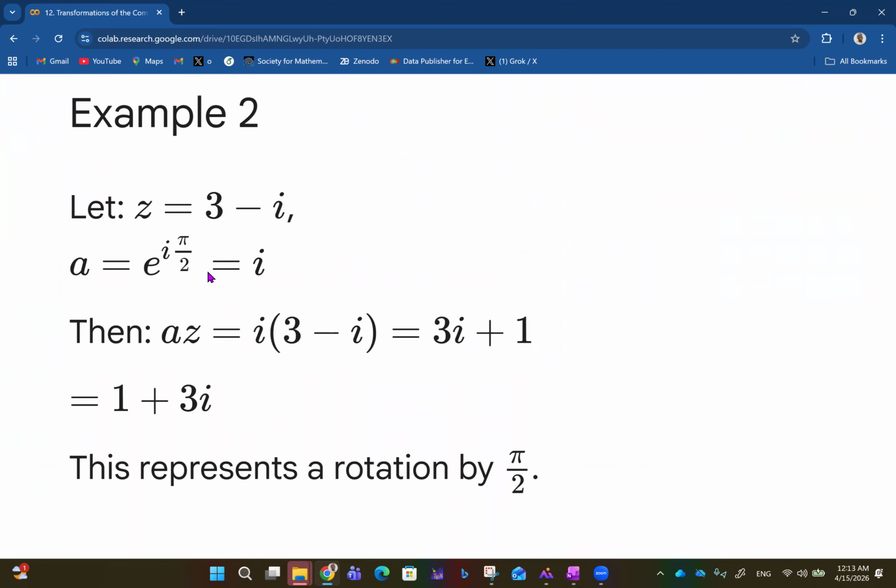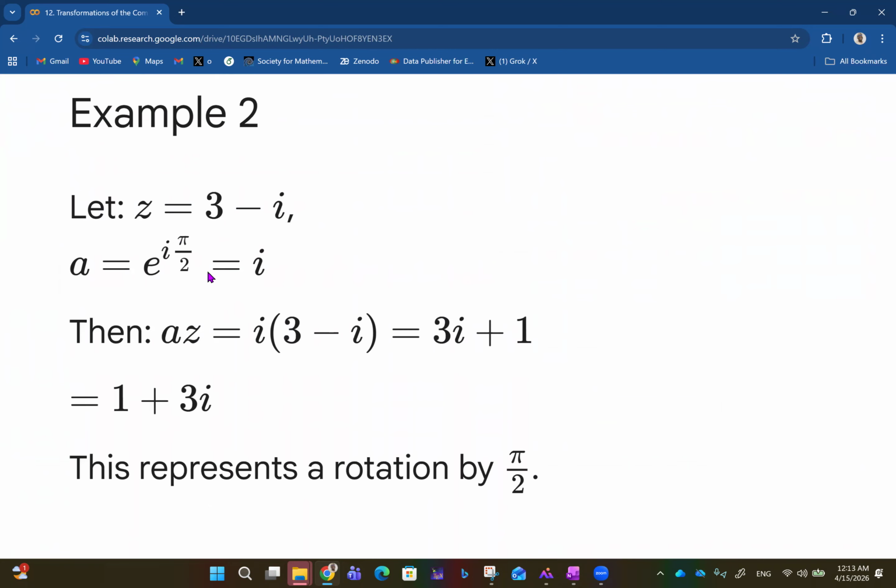So you have 3i minus i squared. I squared is minus 1. So minus minus 1, that's plus 1. So AZ here is 1 plus 3i. So this represents a rotation by pi over 2, as you can see here. So that's a rotation by pi over 2.